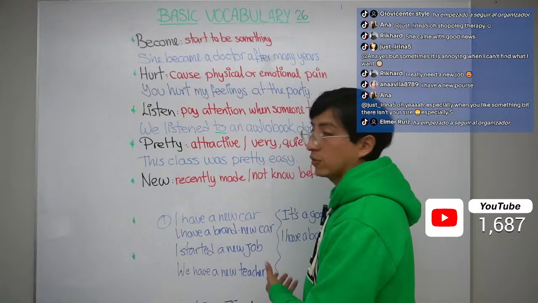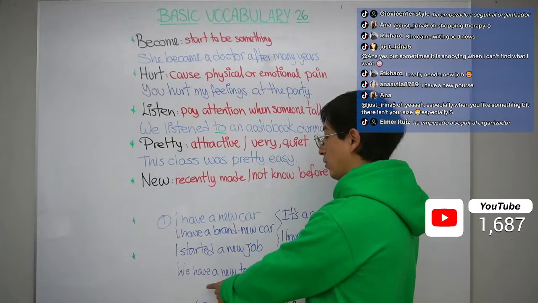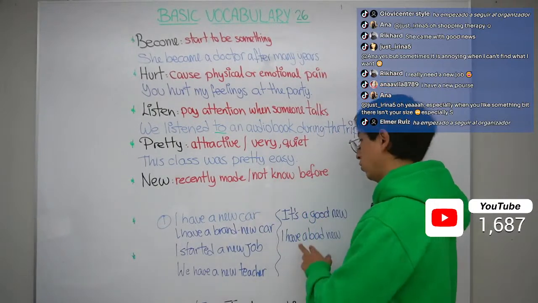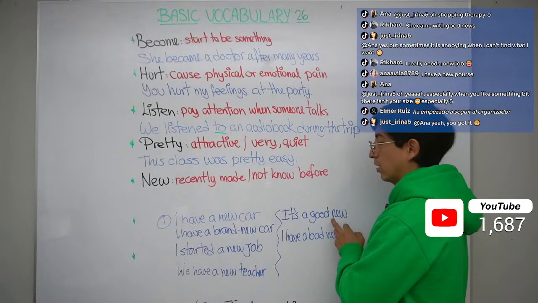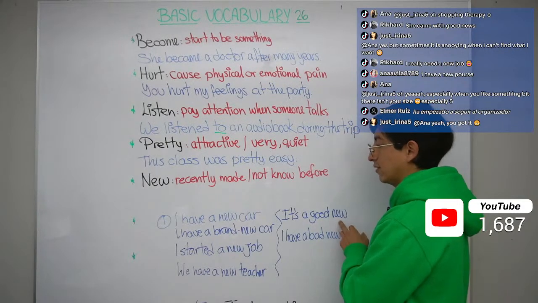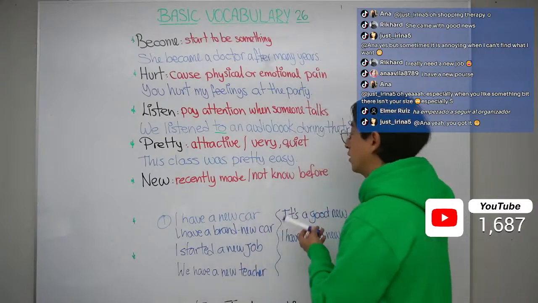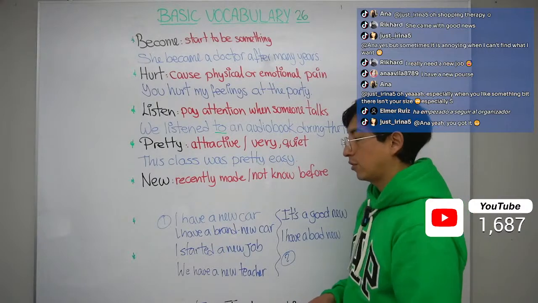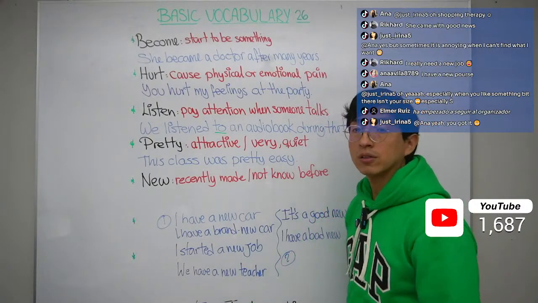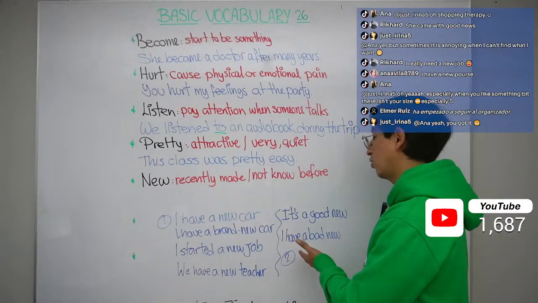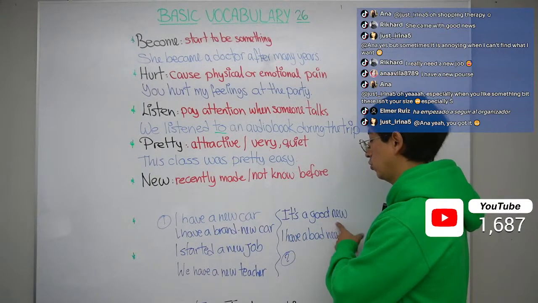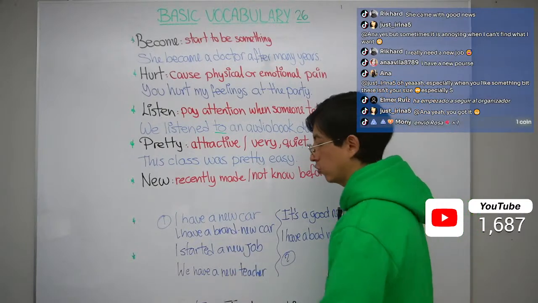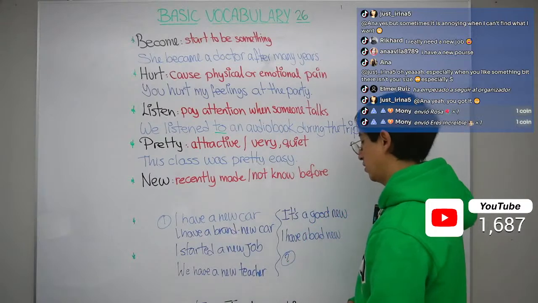Ok. ¿Qué más utilizamos? I started a new job. Comencé un nuevo trabajo. We have a new teacher. Tenemos un nuevo profesor. Ese es el primer uso. Segundo uso. It's a good news. Es una buena noticia. Este es el segundo uso. Algo que no se sabía antes. ¿Qué es eso? Una noticia. ¿Ok? Number two. Es una buena noticia y lo opuesto sería I have a bad news. Tengo una mala noticia, ¿no? Good news, bad news. Y se utiliza bastante con plural también, ¿no? News, good news.